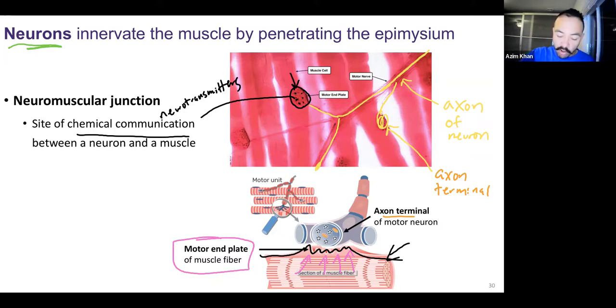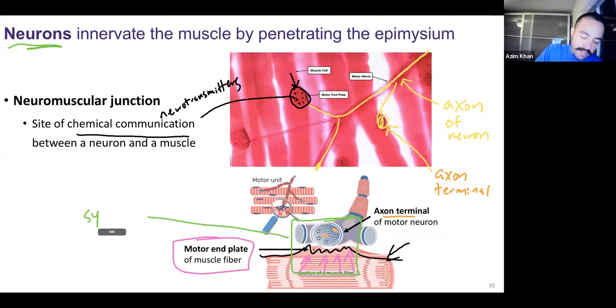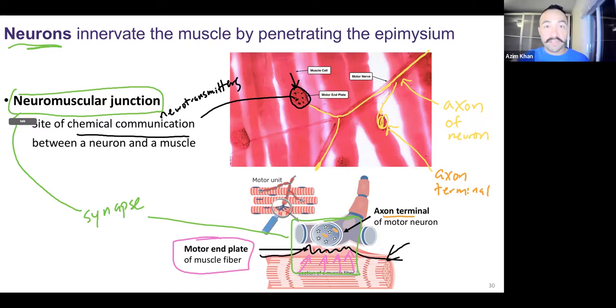The term for this whole region, you'll learn that it's a special type of synapse. A synapse is a region where a neuron communicates with something else. The specific special name here is a neuromuscular junction. It's a special synapse, a place of communication between a neuron and a muscle fiber, the neuromuscular junction.